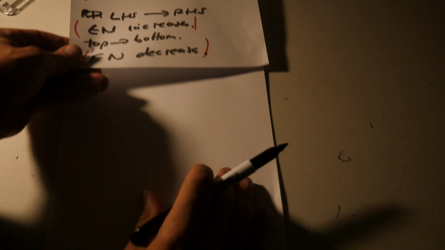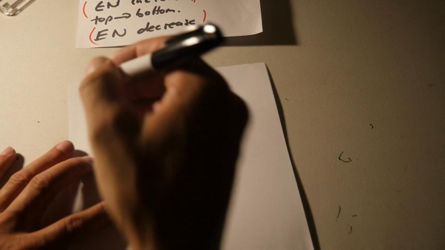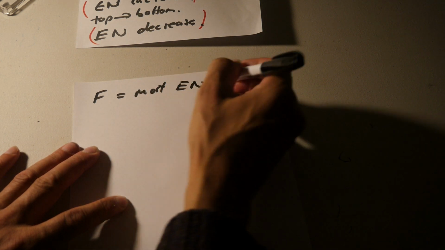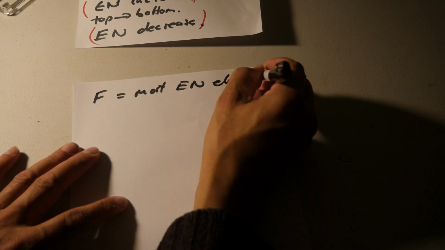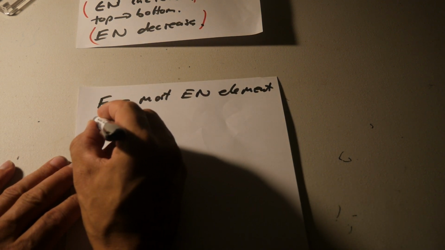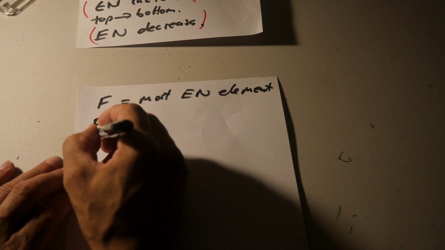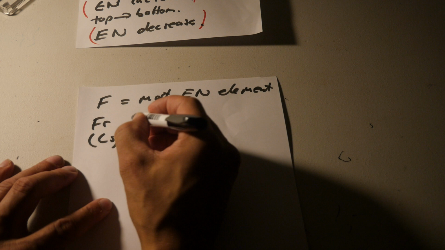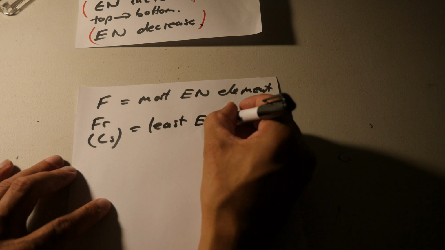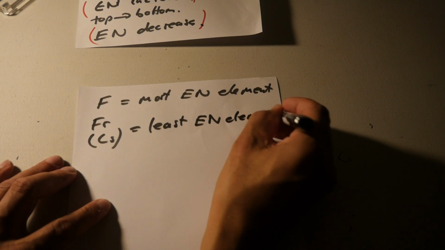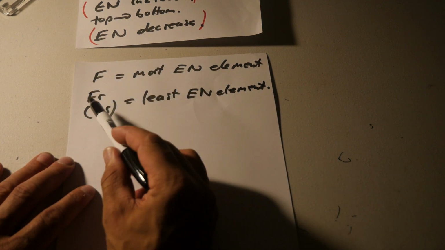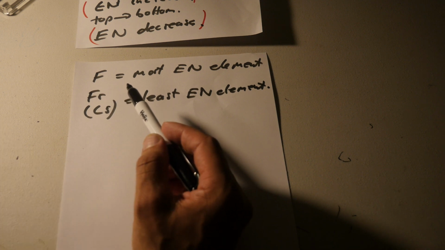So that means that fluorine is the most electronegative element. And cesium, francium in fact, and in high grade you tend to go with cesium, is the least electronegative element. I mentioned cesium because it's used more in questions and problems, whereas francium is actually the least electronegative element.